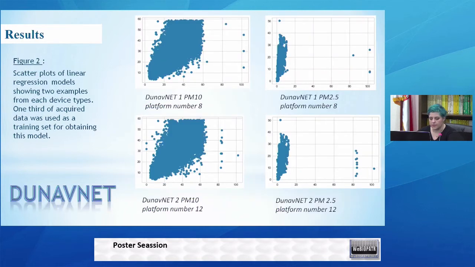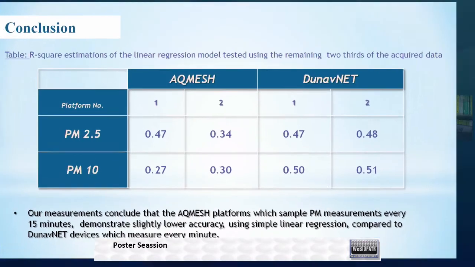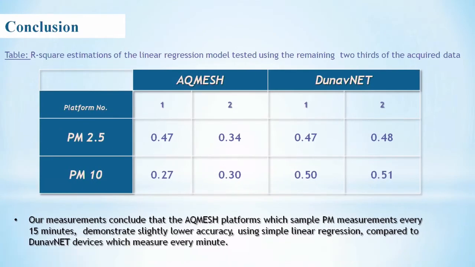And these are the results from the DUNAV-net measurements. We had minute data for this and minute data from the reference source. Also, 1/3 of the data was used for obtaining the model. These are the results for the R-square estimations from the linear regression, using the remaining 2/3 of the data for the quality assessment. Here we can see that the 1 minute resolution of measurements pays off, even though we had much more data to work with.